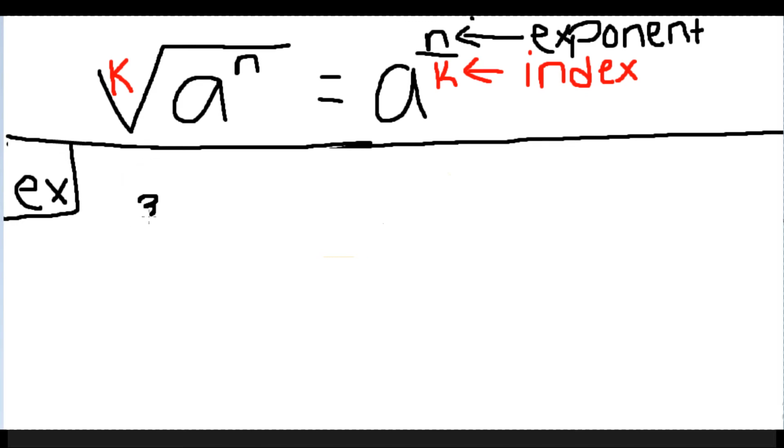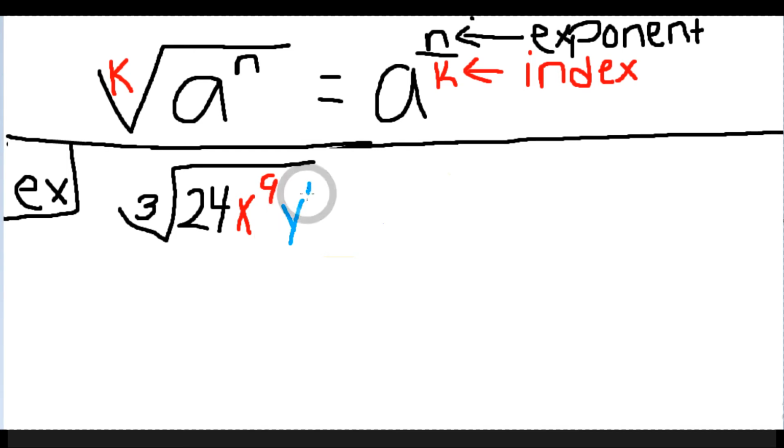So I'm going to use the cube root of 24 x to the 9th. You know what I'm going to do? I'm going to use different colors. You guys know I love colors. x to the 9th, y to the 15th. Now this is the most complicated radical expression I have given you to simplify. So I want to simplify this.